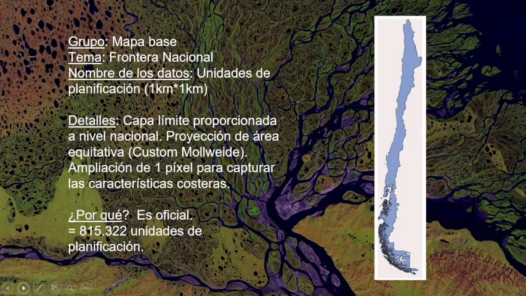So the first data layer is the national boundary layer for Chile, which we divided into 1 kilometer pixels, equaling 815,000 planning units, which are being considered in Chile. So these are 1 kilometer resolution planning units that summarize all the spatial data that we have. So it's the land area of Chile plus a 1 kilometer buffer to make sure that we capture coastal ecosystems like mangroves.